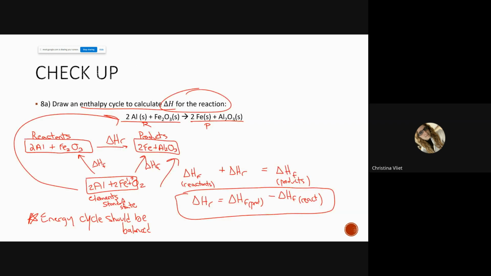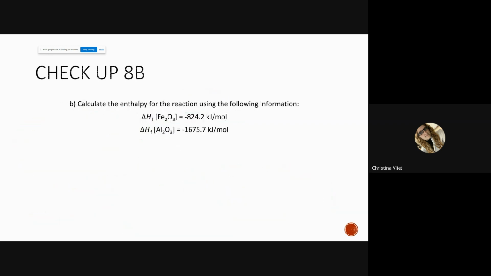This is it, on the next slide. It says, calculate the enthalpy of that reaction using the information. So they've given you the numbers. And so we know that it's the enthalpy of our products minus the enthalpy of our reactants equals the enthalpy of the reaction. So how do I know what's my product and what's my reactant? The last slide.